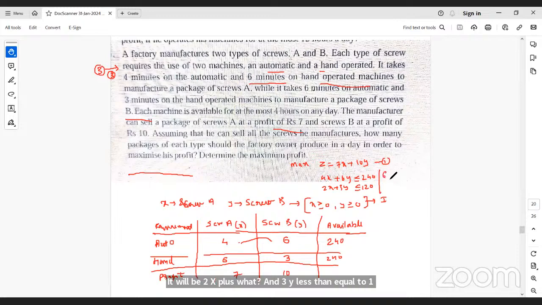Similarly, the second constraint will be 6x plus 3y less than or equal to 240. Or on dividing by 3 we get 2x plus y less than or equal to what? 80. Okay, so this is our first constraint and second constraint. Equation 2, inequality, and then this is third.